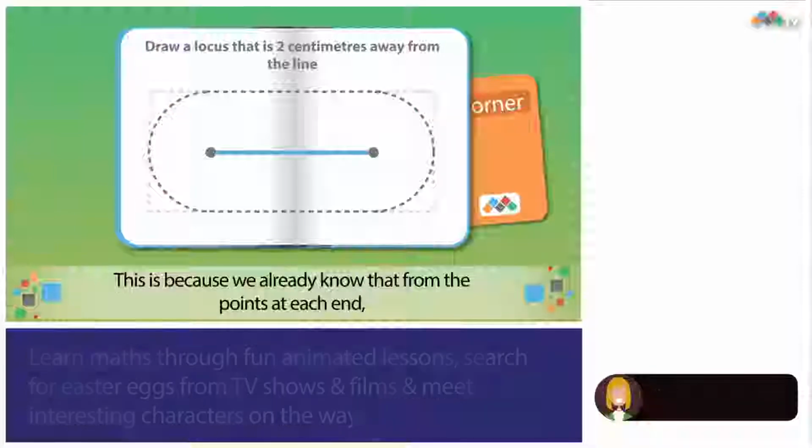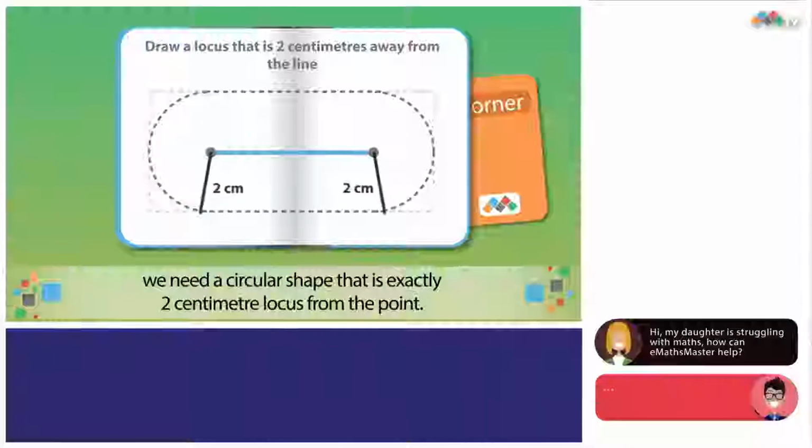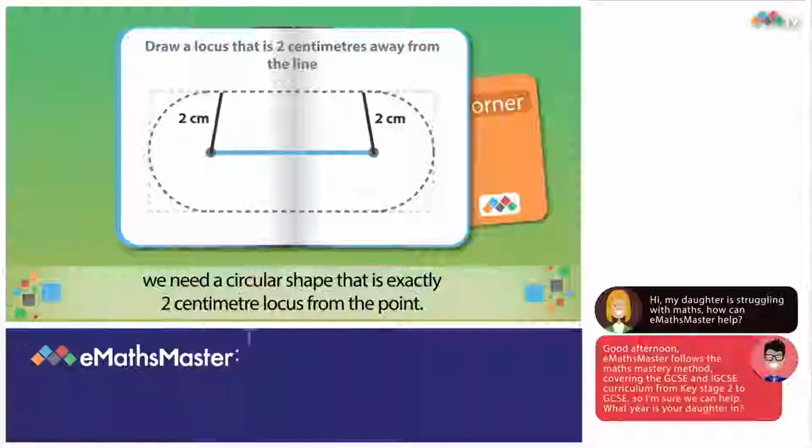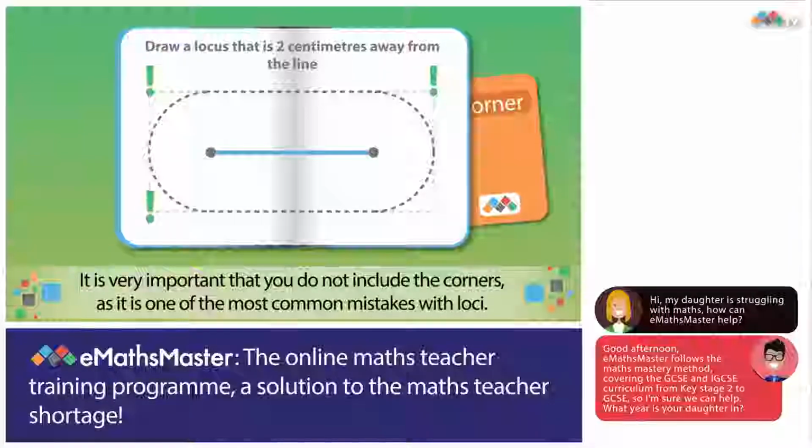This is because we already know that from the points at each end we need a circular shape that is exactly 2 centimeters locus from the point. It is very important that you do not include the corners, as it is one of the most common mistakes with loci.